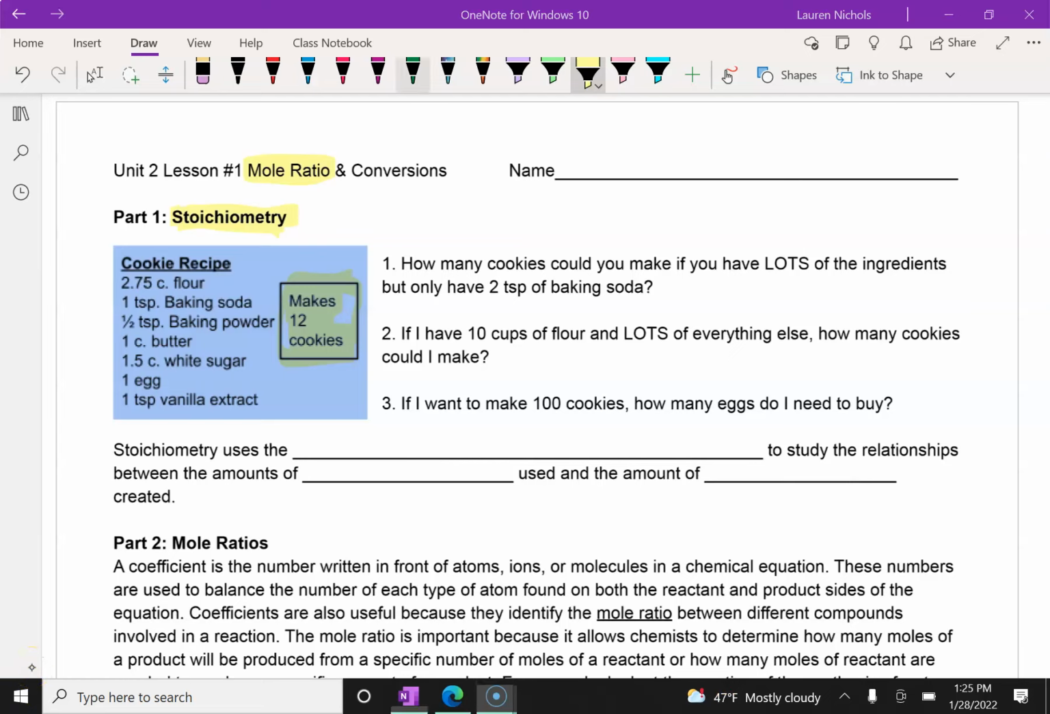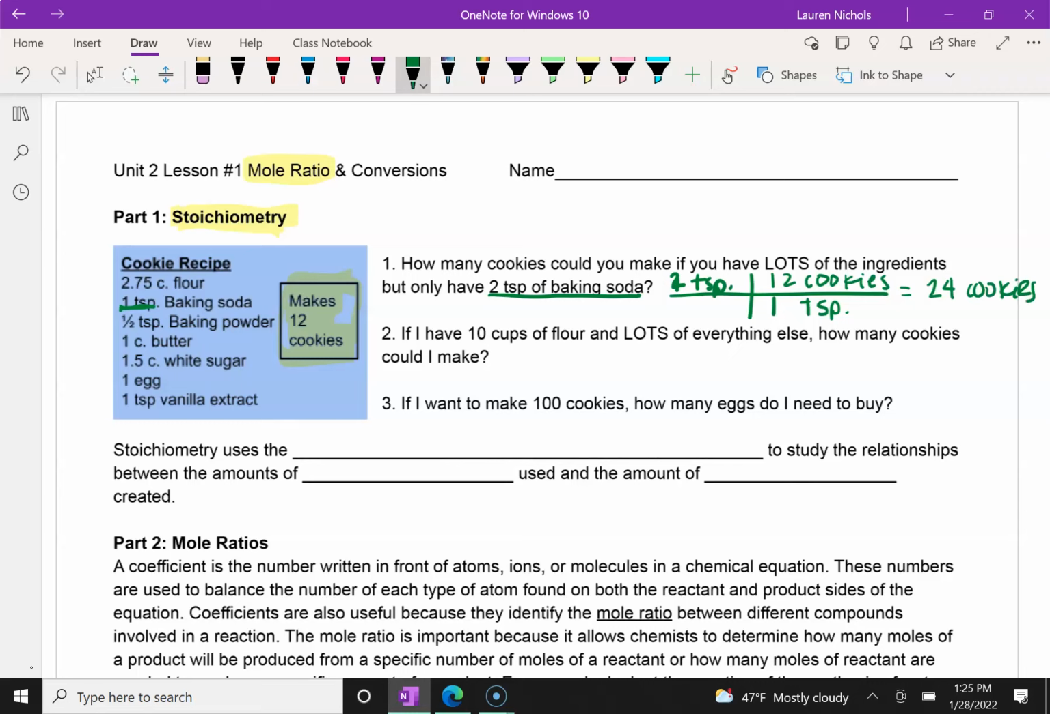Okay, so now that you've answered those questions, let's take a look. How many cookies could you make if you have lots of the ingredients, but you only have 2 teaspoons of baking soda? Well, since you need 1 teaspoon to make 12 cookies, that must mean we can make 24 cookies. You can also set it up as a T-chart. If we have 2 teaspoons of baking soda, we know that 1 teaspoon makes 12 cookies, so that means we can make 24 cookies with our 2 teaspoons of baking soda.